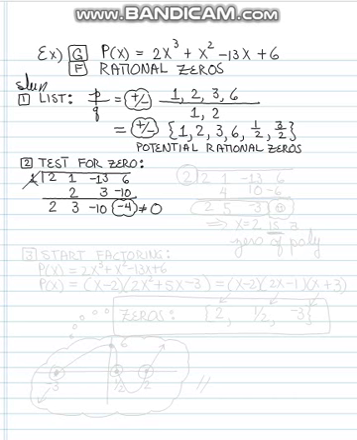Let's test number 2, the number 2 in the list. Let's synthetically divide and hope that we get a 0 remainder. Coefficients of our polynomial, 2, 1, negative 13, and positive 6.